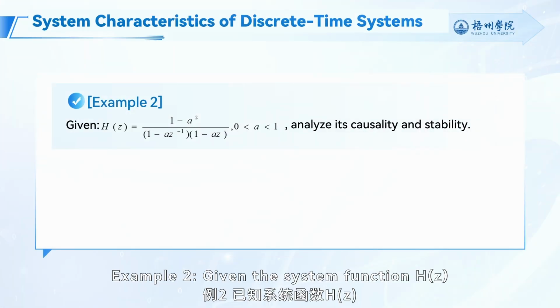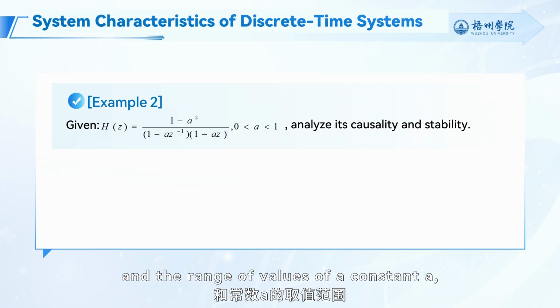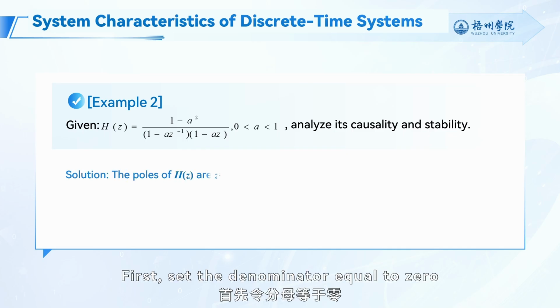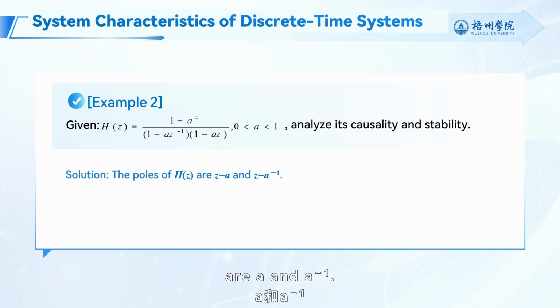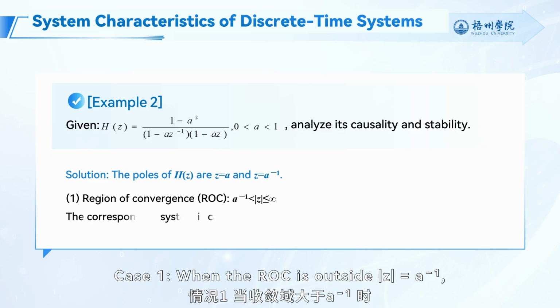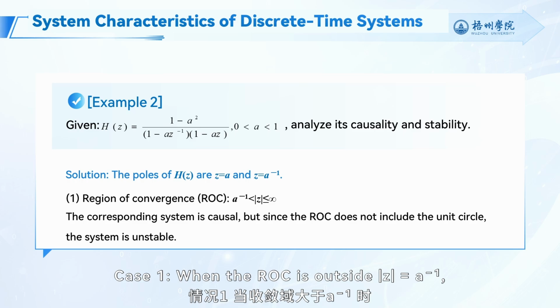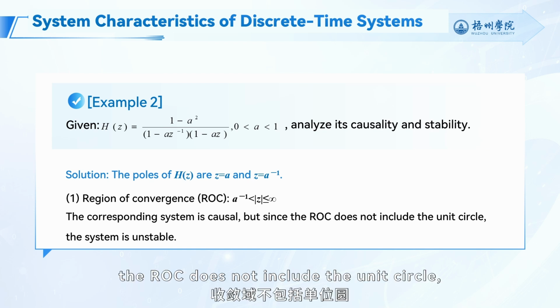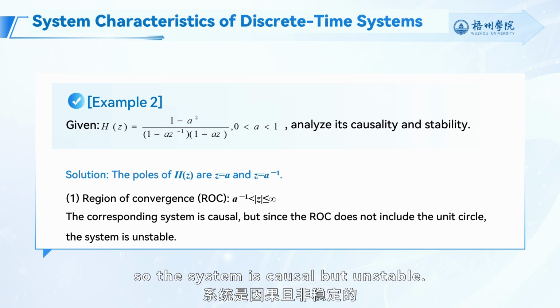Example 2. Given the system function H(z) and the range of values of a constant a, analyze its causality and stability. First, set the denominator equal to 0 to find that the poles of H(z) are a and a to the power of -1. Case 1. When the ROC is outside the magnitude of z equals a to the power of -1, the sequence is causal. The ROC does not include the unit circle, so the system is causal but unstable.